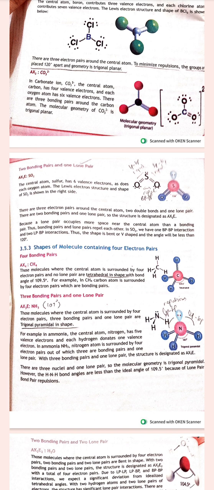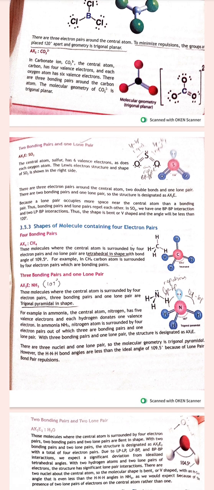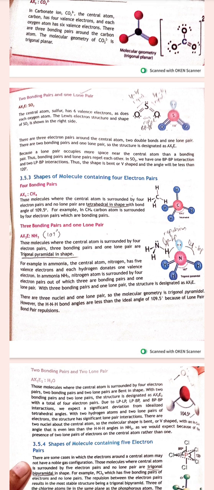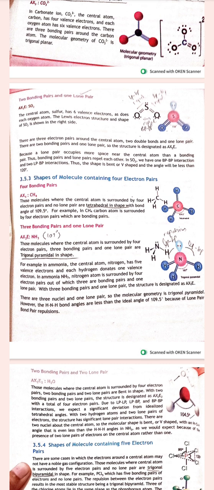So there are 3 electron pairs around the central atom, so that to minimize the repulsions, the groups are placed 120 degrees apart, and the geometry is trigonal planar. In the carbonate ion, CO3 2-, the central atom carbon has 4 valence electrons, and each oxygen atom has 6 valence electrons. There are 3 bonding pairs around the carbon. The geometry of CO3 is trigonal planar as well.